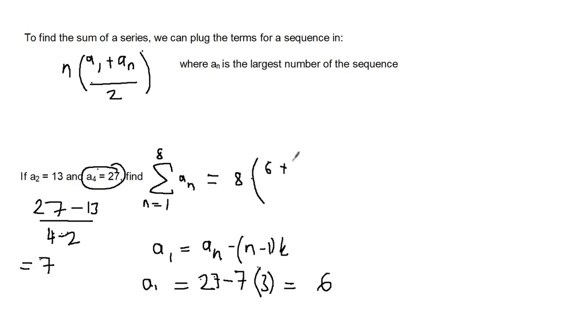a sub n, which is a sub n equals a sub 1 plus n minus 1 times k, and a sub 1 is 6, so 6 plus n minus 1, which is 8 minus 1, which is 7, multiplied by 7, and then divide all that by 2. So since we have our 8 and we have our 2 right here, we can do 4, and by basic arithmetic, you can figure all of this out yourself. You will get 244. There you go.